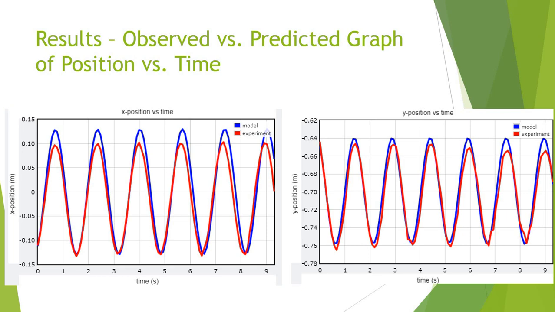In the x position and y position graphs, the predicted and observed motion line up pretty accurately. However, the two lines deviate when reaching the positive peak of position in the x direction. This could be a result of calculating the spring constant using the y data rather than the x data, resulting in inconsistency in the data.